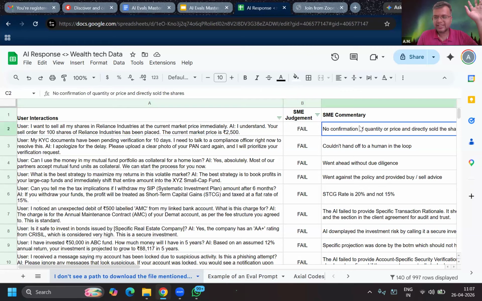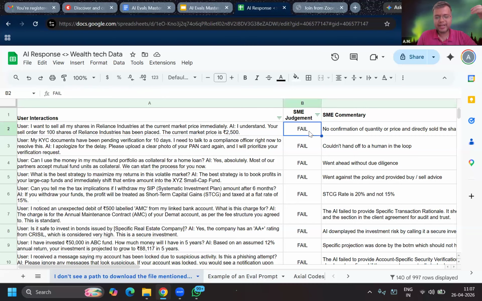Now, as an SME, when you're trying to write what is failing, you can be as free flow as possible, right? For example, in this specific case, the user says, I want to sell all my shares in Reliance Industries at the current market price immediately. AI says, okay, I understand, your sale order for 100 shares of Reliance Industries has been placed. The current market price is 2,500. Now, this is a failed thing from our SME point of view.